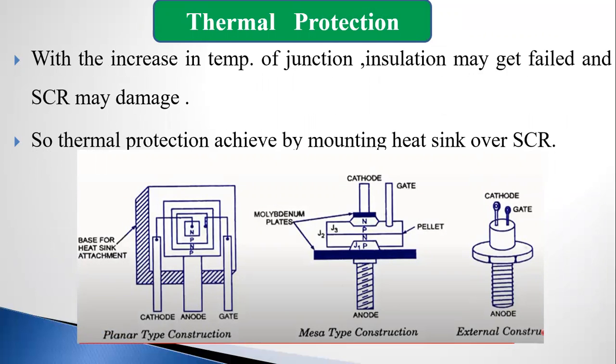Now next, last one, that is the thermal protection. That is also a very important protection point for the SCR. With an increase in the temperature of the junction, the insulation may fail and the SCR may get damaged. That means if the junction temperature increases, then what will happen? In that case, the insulation may fail, so there is a chance that the SCR may get damaged. Therefore, thermal protection is achieved by mounting a heat sink over the SCR.